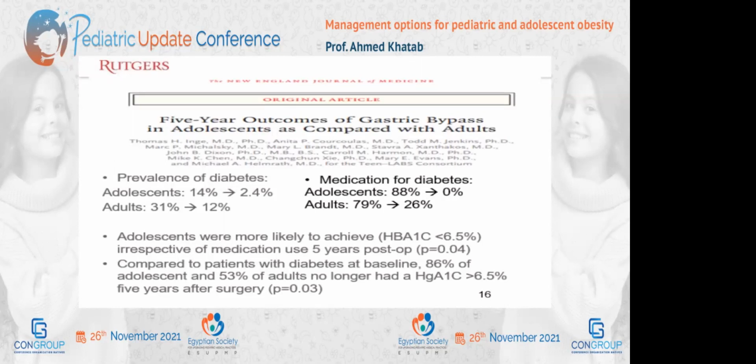This is another study, again, 5-year outcomes in adolescents compared to adults. Prevalence of diabetes in adolescents was 14%, and it was reduced to about 2%. And in adults, it was 31%, and it was reduced to 12%. Medication for diabetes in adolescents was 88%, and then none of them at the end required medication. And in adults, 79% were on medication, and at the end about 26%. Their conclusion was that adolescents were more likely to achieve a hemoglobin A1C in the non-diabetic range, less than 6.5%, irrespective of medication use after the 5 years. Very significant results. Compared to patients with diabetes at baseline, 86% of adolescents and 53% of adults no longer had a hemoglobin A1C in the diabetic range after the study was complete.